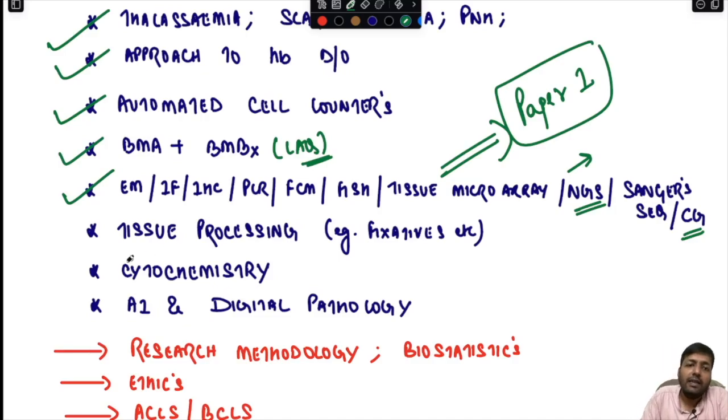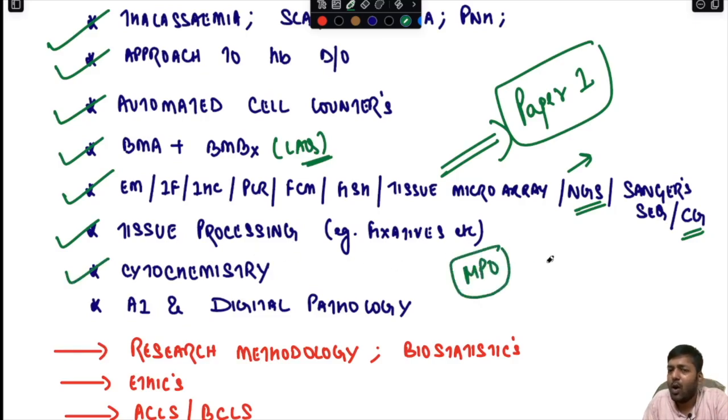Then you have the tissue processing part, like fixatives, cryostats, and decalcification. I have discussed different parts of tissue processing, so any of them can come in your exam. Cytochemistry, I have very recently taken out a video. For example, they will give you MPO staining as a question, or Sudan Black B, or they might give you PAS, the role of PAS in cytochemistry. They can give you separate questions like this.